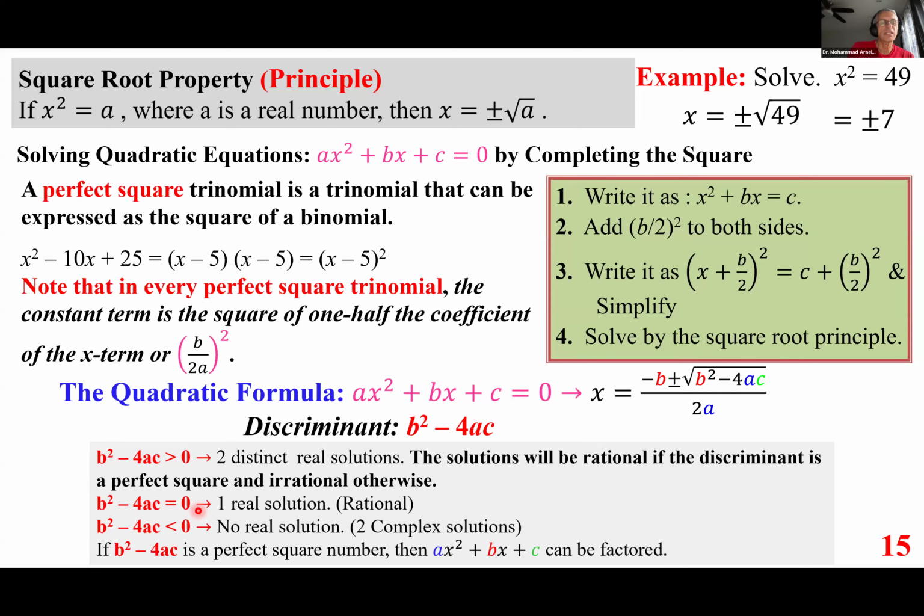If b squared minus 4ac is 0, we have one real solution, a rational solution, which repeats in essence. If b squared minus 4ac is negative, we have no real solutions, or two complex solutions, a plus bi. If b squared minus 4ac is a perfect square number, then ax squared plus bx plus c can be factored. You don't need to go through the process. You can simply factor and solve.